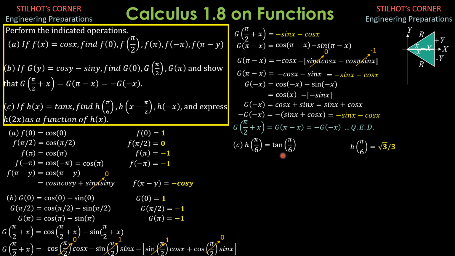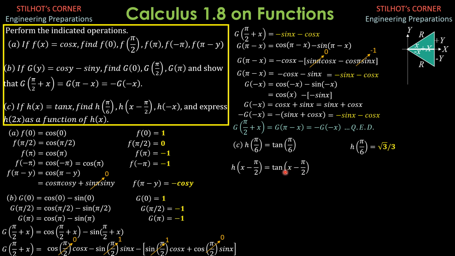Remember the proportions of 30 degree by 60 degree angle. So square root of 3 over 3. Then h of x minus pi over 2 is tangent of quantity x minus pi over 2.